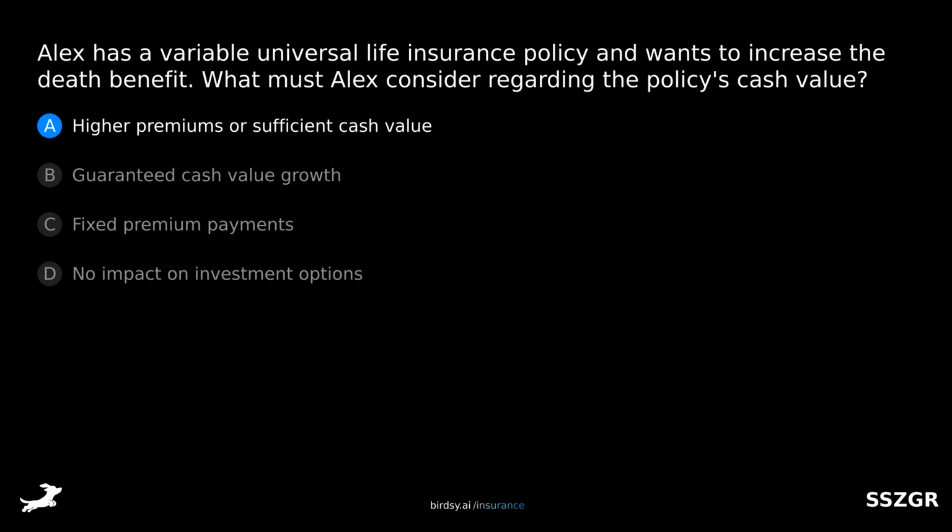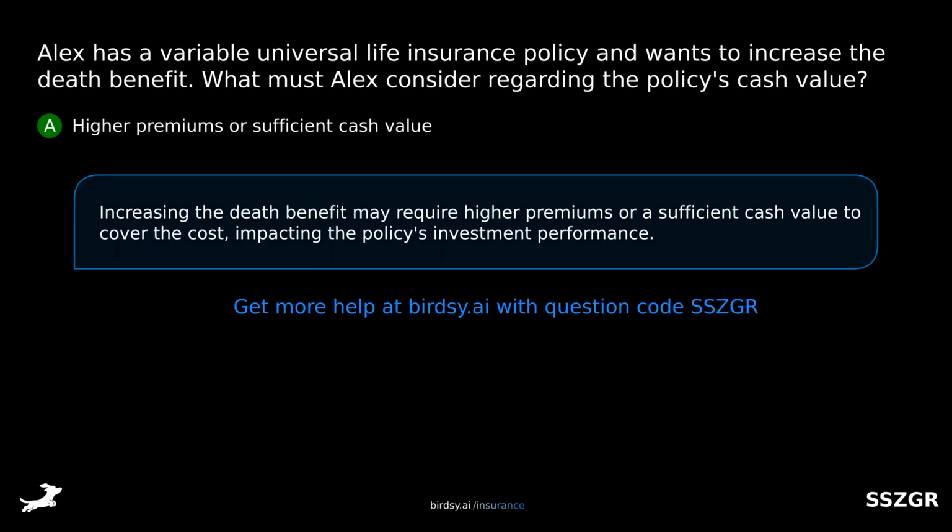Is it A, higher premiums or sufficient cash value, B, guaranteed cash value growth, C, fixed premium payments, or D, no impact on investment options? The answer is A, higher premiums or sufficient cash value. Increasing the death benefit may require higher premiums or a sufficient cash value to cover the cost, impacting the policy's investment performance.